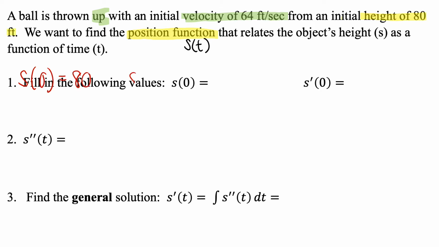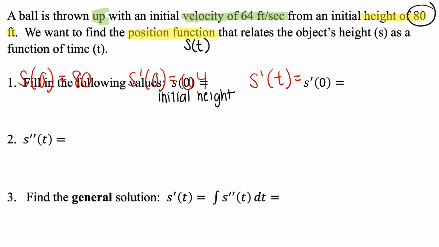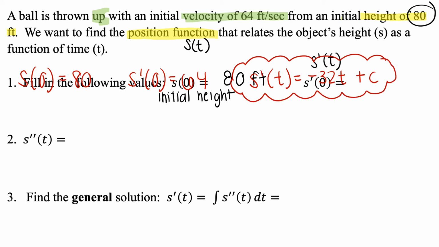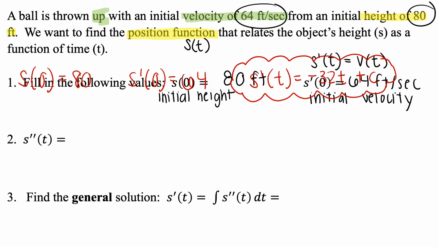So for number 1, let's go ahead and fill in s of 0. So s is our position function. So at time 0, that would be our initial position or our initial height. So our initial height was that 80 feet. S prime of 0, S prime of t, remember, is just our velocity function. S prime of 0 would be the initial velocity, which they told us was that 64 feet per second.